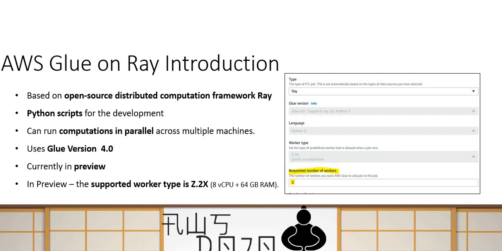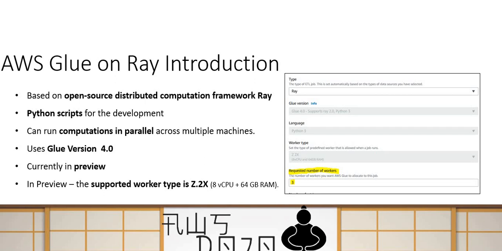It supports computation in parallel, so it supports distributed computing. It uses Glue version 4.0 or above only. So 4.0 is the latest at present. It cannot work with any of the previous versions. Currently, it is under preview. So this execution engine is available in some of the regions. For instance, it is available in Ireland, and I'm using Ireland today for the demo purpose.